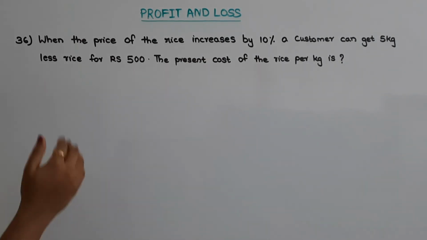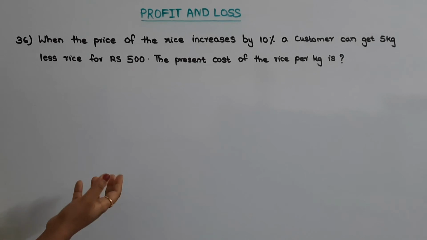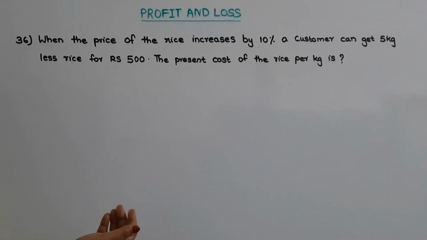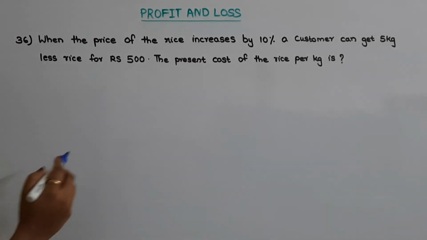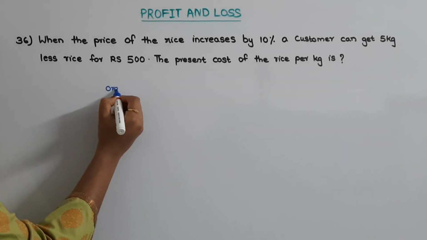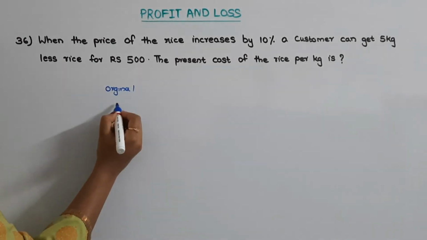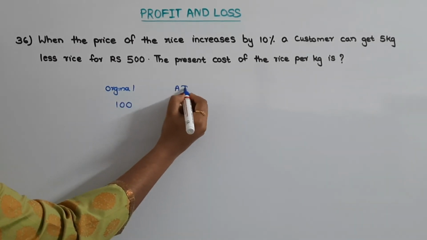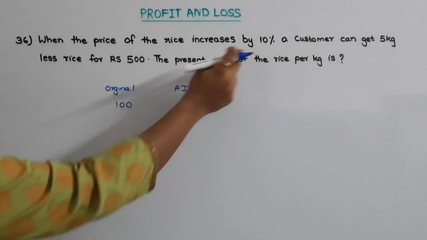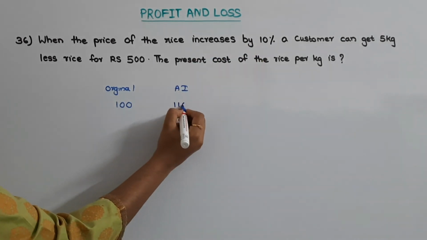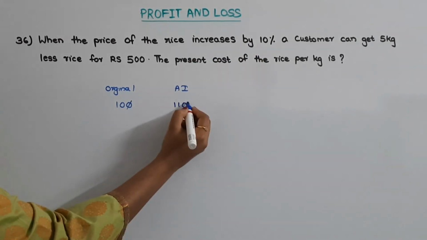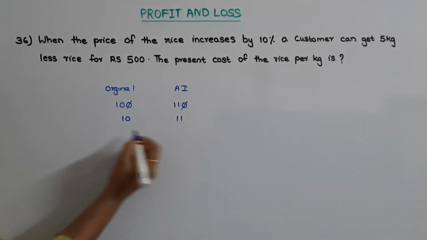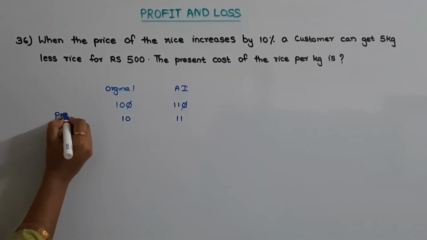So, first we need to find out the quantity of the rice which a customer can get after the price rise. Let us consider the original price as 100. Then what will be the price of the rice after the increase in price? That will be equal to 100 plus 10, that is 110. Now let us find its ratio. So the ratio will be 10 is to 11. So this is the price ratio.